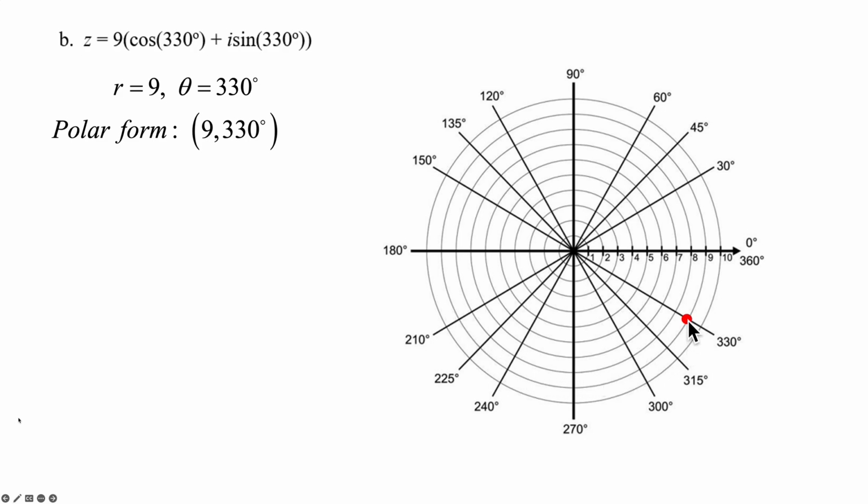And that would take me to the same point. I could say 9 and theta is negative 30 degrees. All working. Different ways to write the same point. And I don't think the author distinguished between this very well.